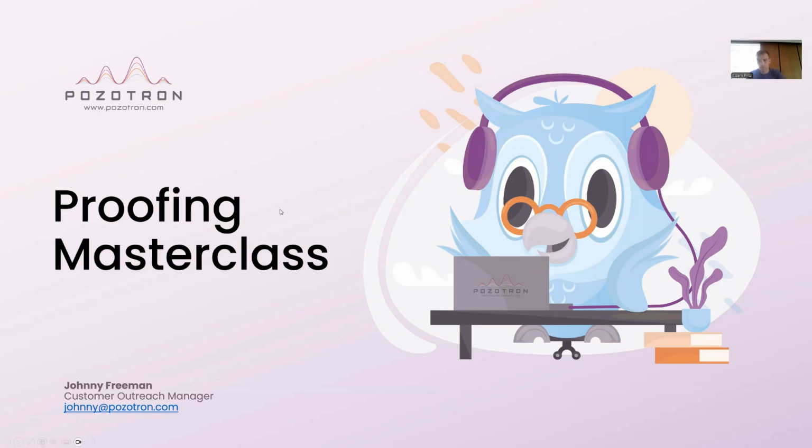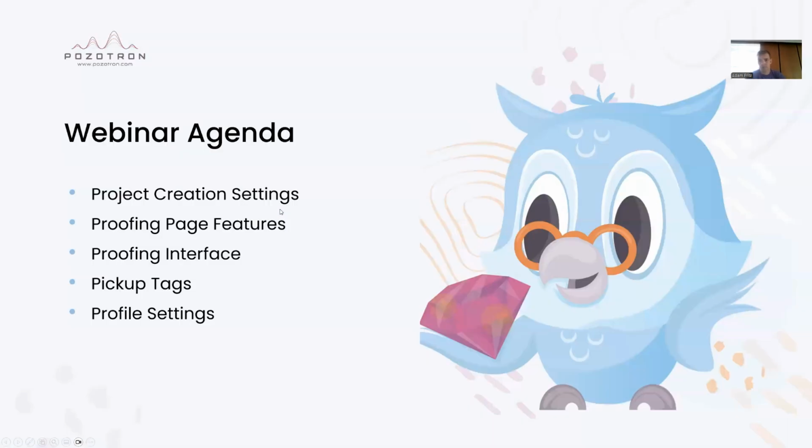So the first thing we're going to look at is the agenda. What we're going to be talking about today, we're going to start from the beginning of a project where you're actually creating the project. There's some proofing settings in there that we want to show you exactly what they do. Then we're going to be looking at the proofing page features. So this is in Pozotron. There's a whole bunch of buttons in there, and we're really going to be looking at each one of those to show you all your options in the proofing page.